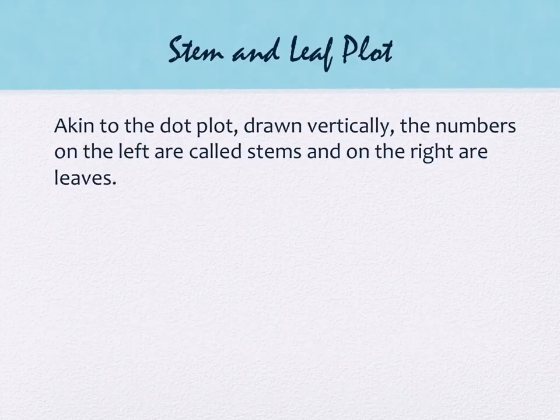Okay, third one. Stem and leaf plot. This is actually one of my favorites. I really like stem and leaf plots. It works really well for grade distributions. So my example is going to be a grade distribution thing. Have you seen stem and leaf plots before? Some yeses and some nos. Okay. So these are close to the dot plot, but they're drawn vertically so that the numbers on the left are called stems and the numbers on the right are called leaves.